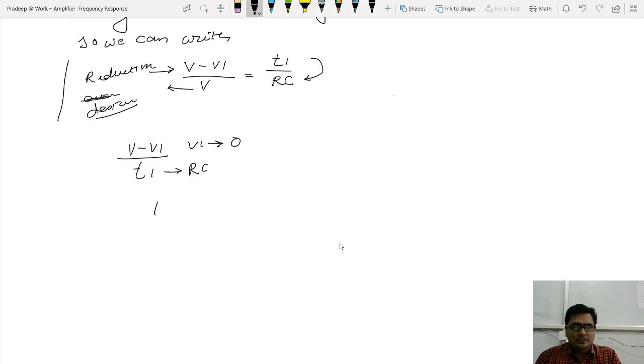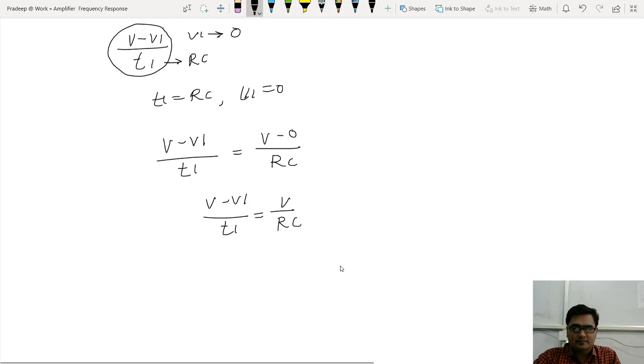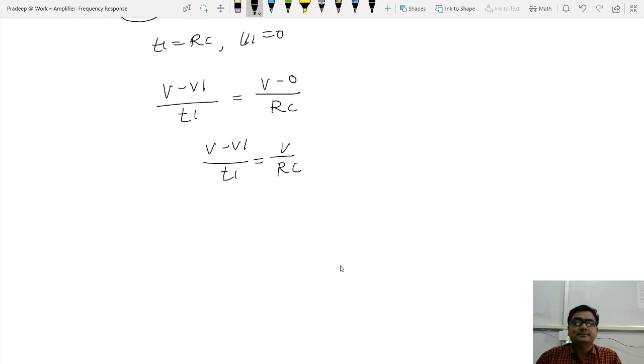So when this T1 tends to RC, then this V1 tends to 0. So now I will put T1 equal to RC and V1 equal to 0 in this equation. Then what I get, (V minus V1) divided by T1 becomes V minus 0 divided by RC. Means (V minus V1) divided by T1 is equal to V divided by RC.